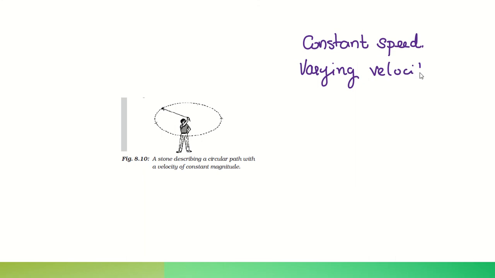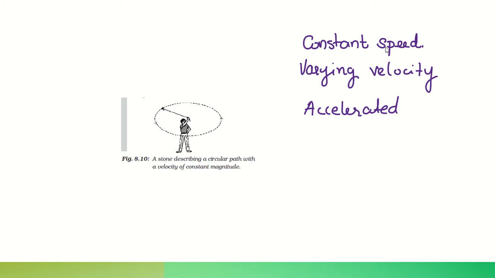So what is the difference between constant speed and varying velocity? Why do we have to say that it is a constant speed motion and varying velocity motion? When we say it is varying velocity, definitely there is an acceleration. Uniform circular motion is accelerated motion. It is accelerated. So let's bring all these concepts to our mind.